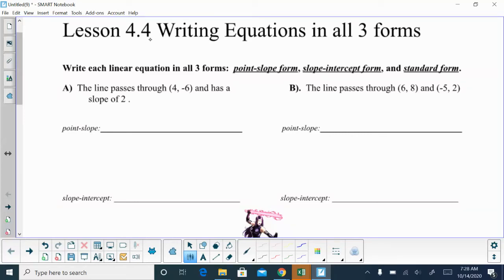Hello, Mrs. DeBose here, and today we're working on lesson 4.4, where we write linear equations in all three forms. So all three forms. We got started here with slope-intercept, and then we worked with point-slope form, and finally standard form. And so that's what we're going to work with on this lesson, writing linear equations in those different forms. Now let's look at A.